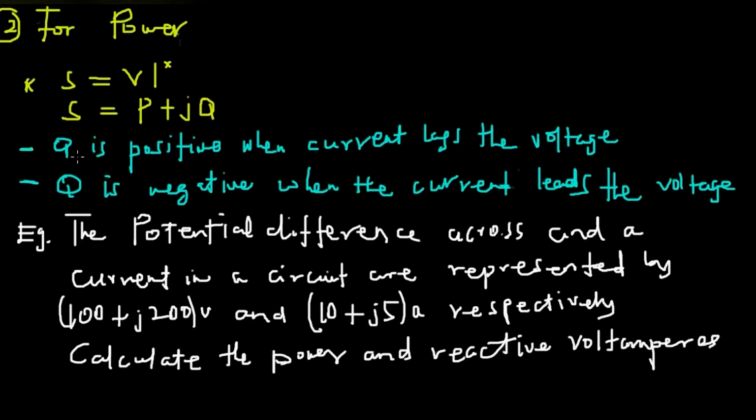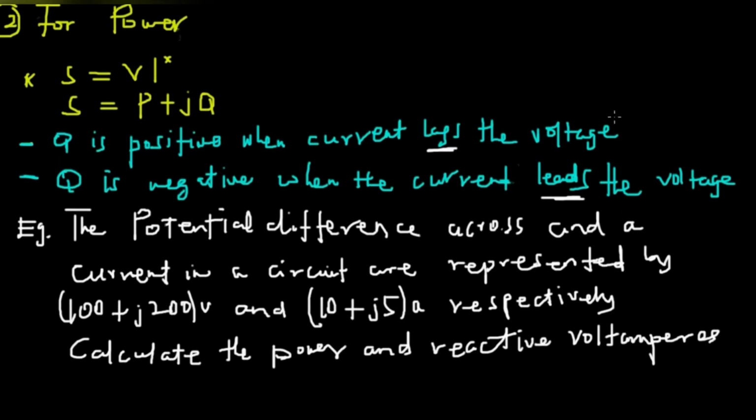Now, Q is positive when the current lags the voltage. Note, whenever you meet lagging, it means it's positive, and whenever you meet leading, it means it's negative. Okay, so let's take another example. These are the two key points or key notes you need to take into consideration.